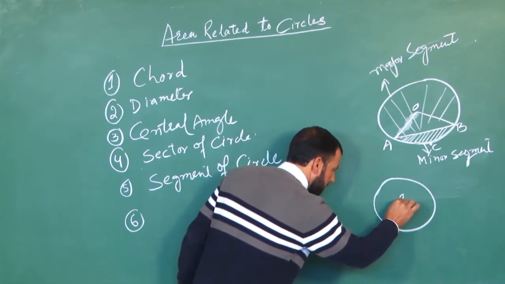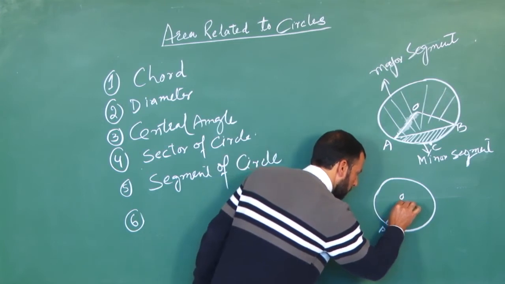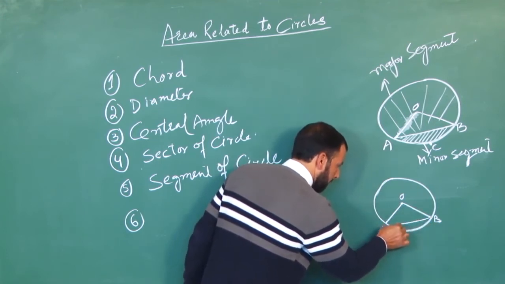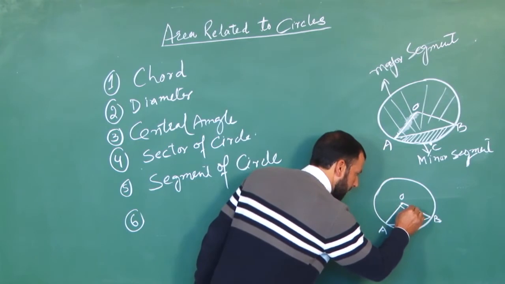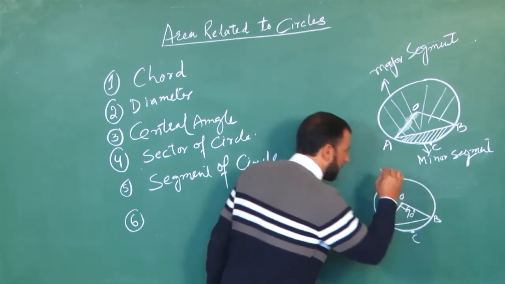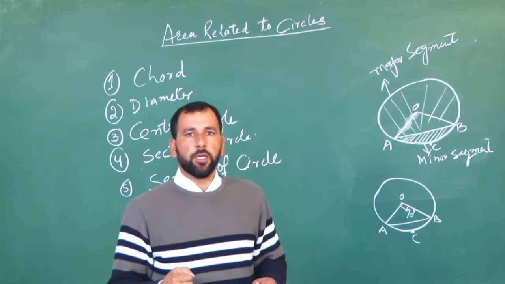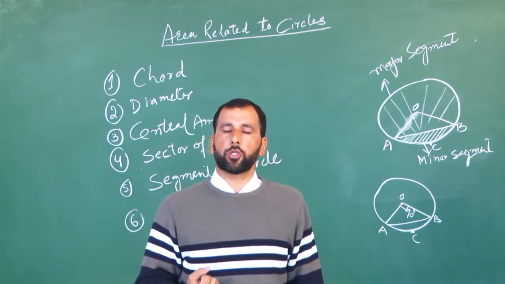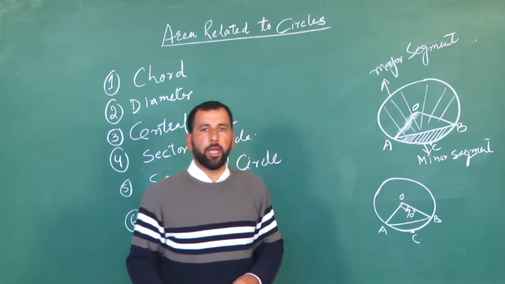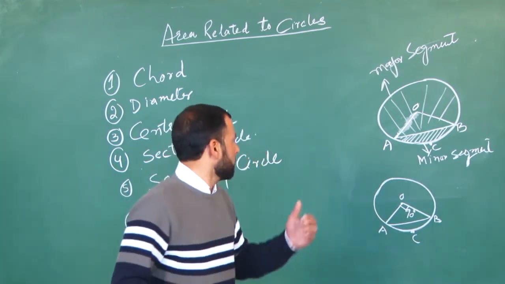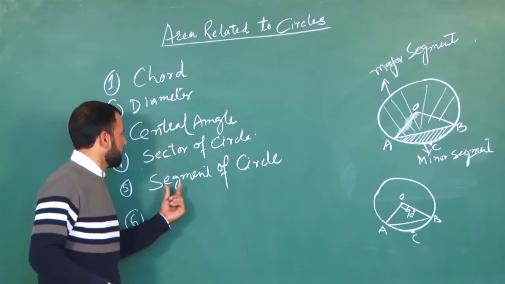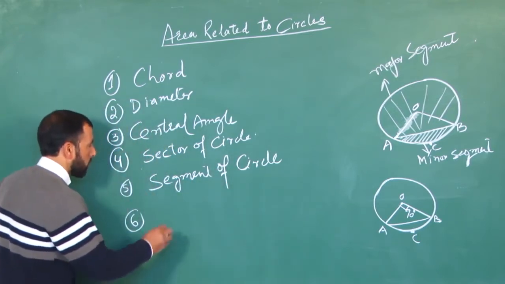If we draw two radii, this one OA and this one OB, and we draw this chord as well, and if this central angle is equal to 90 degrees, then OACB is said to be the quadrant of a circle. Means a sector is said to be a quadrant when the central angle is equal to 90 degrees. So we have discussed these basic terms: chord, diameter, central angle, sector of a circle, segment of a circle, and the fourth one is quadrant of a circle.